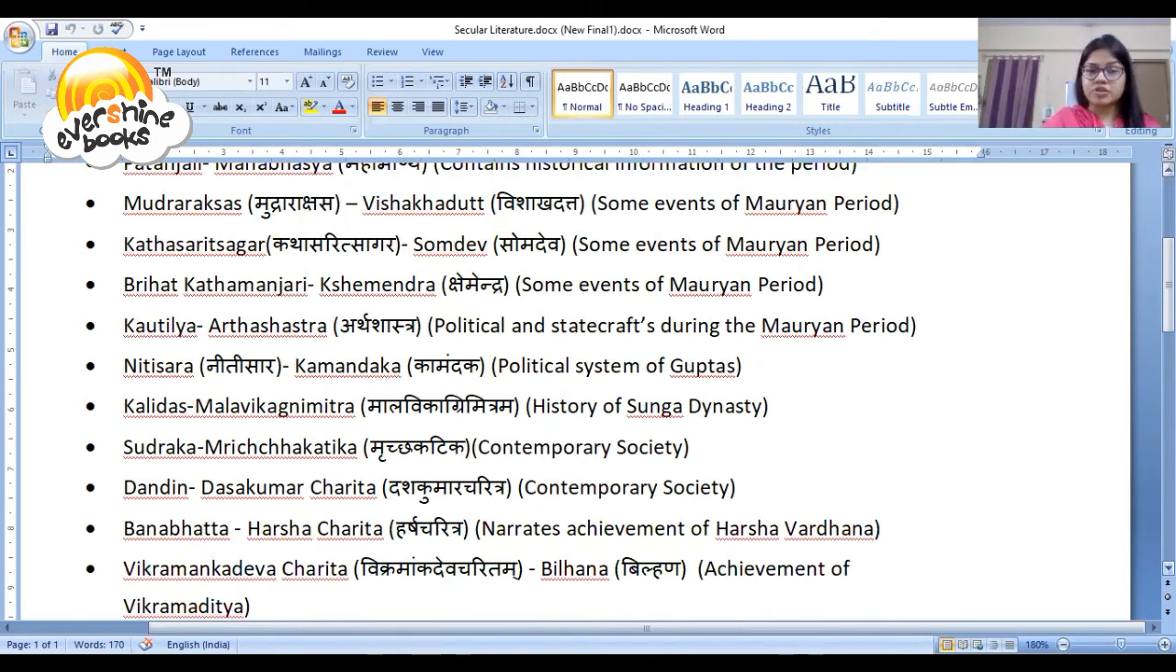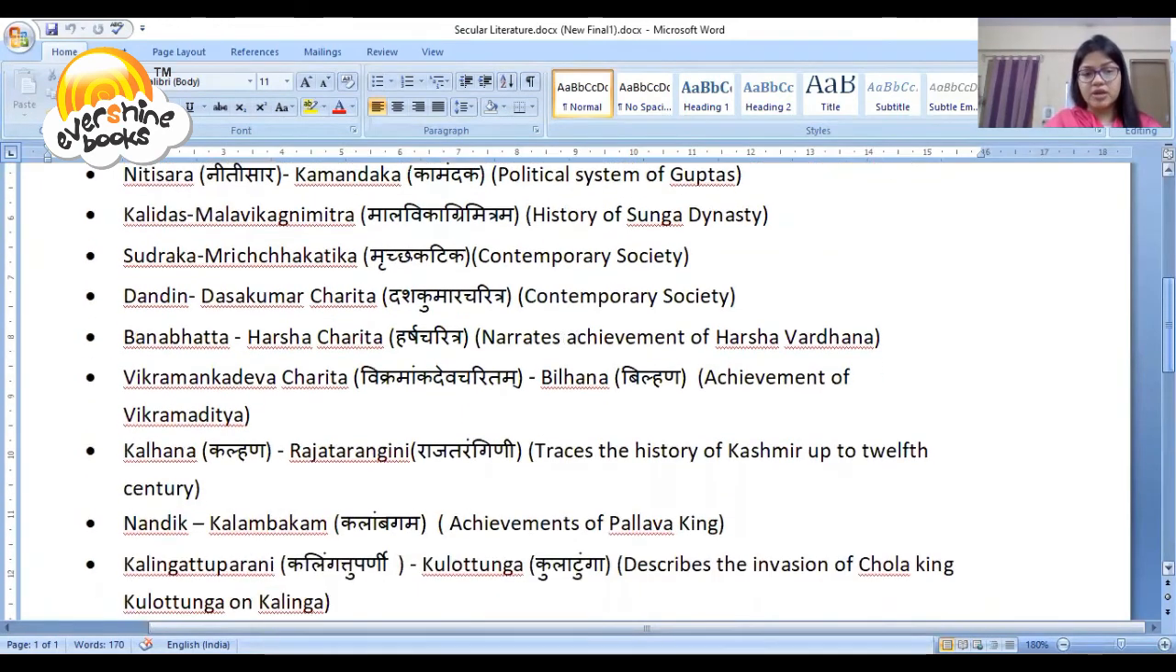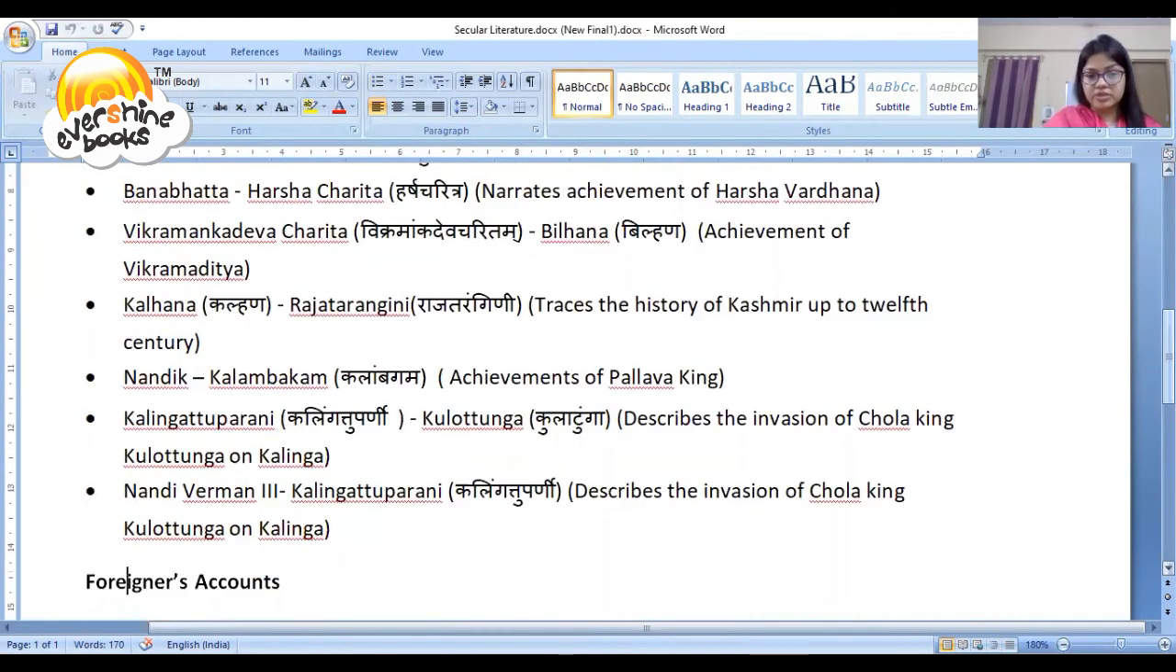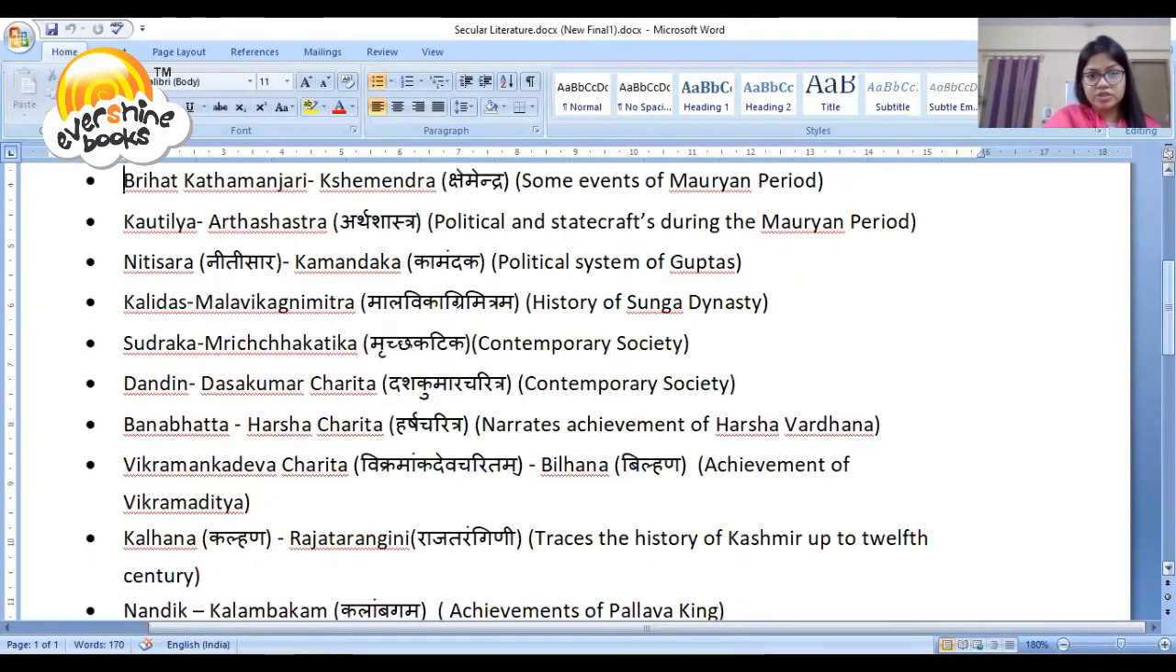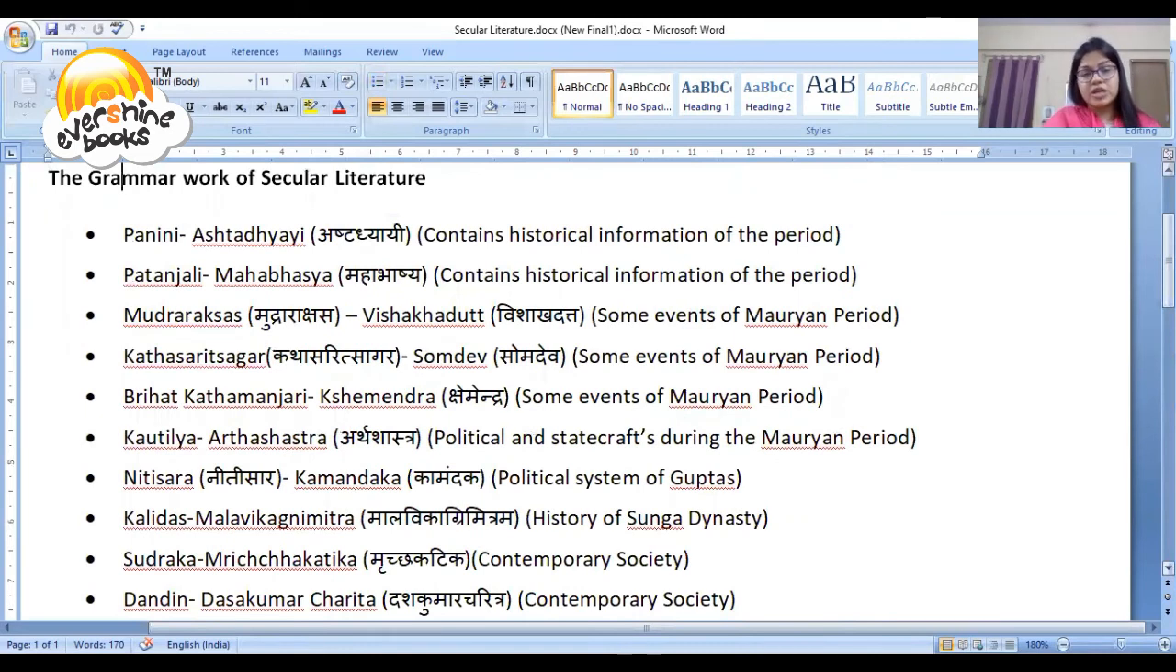Mrichchhakatika, which is written by Sudraka, describes contemporary society. Same as Harshacharita, which is written by Banabhatta, narrates the achievements of Harshavardhan. So there are many other works which explain secular literature. Dandin, which is written by... Kalabagam, which is written by Nandik, explains the achievements of Pallava kings. So there are some very important works of secular literature. So, dear student, this is all for secular literature.